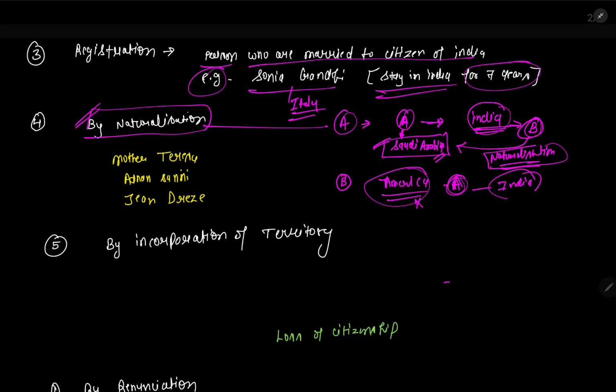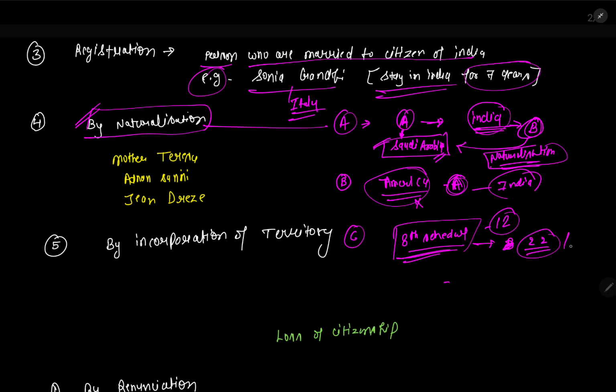Only then can he become a citizen of India by the process of naturalization. Now the condition is, as you know, that in India we have the 8th Schedule. We have 12 schedules in our constitution. Okay, in the 8th Schedule they have mentioned 22 languages.